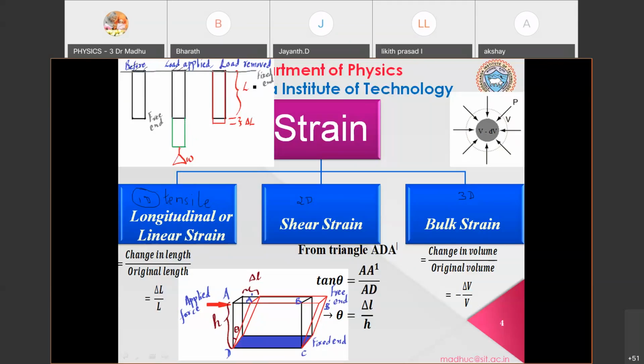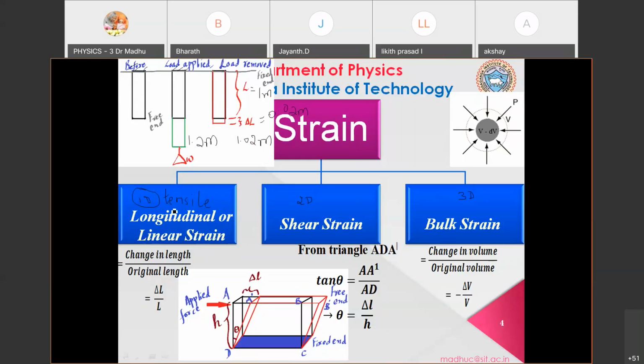For example, if the length before was 1 meter, then I will apply the load, and maybe it becomes 1.2 meters. Then I will remove the load. Once you remove the load, it will go back, but it may not go back to its original length of 1 meter. It may come to 1.02 meters. In that case, your delta L, the change in length, will be 0.02 meters.